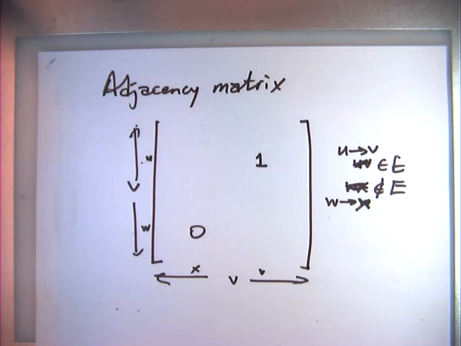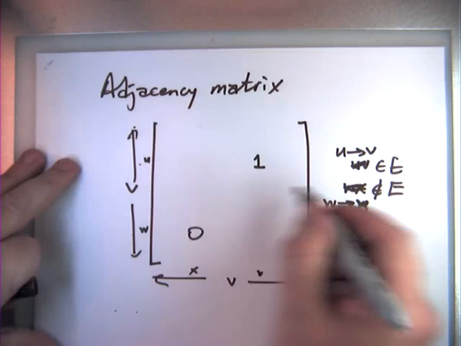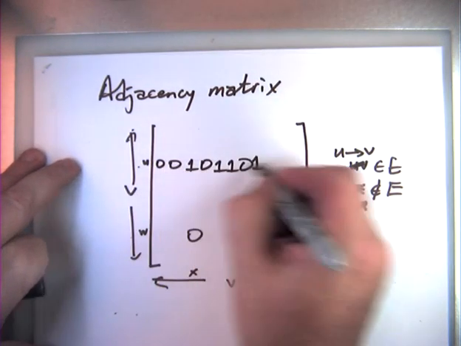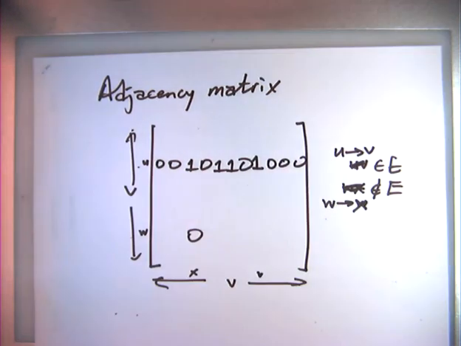On the other hand, if I want to list all of the neighbors of a vertex U, I have to spend order V time. I have to do a linear scan, even though the number of edges that I'm listing might be much smaller than the number of vertices.